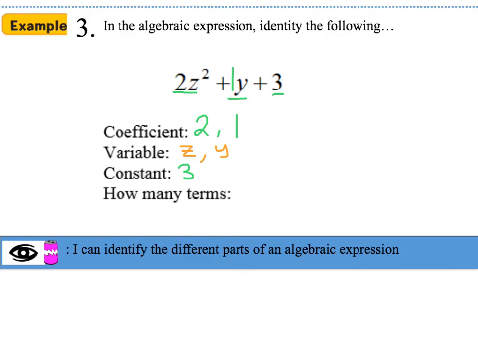So let's go ahead and take a look at our terms. We've got one term here, separated by a plus sign. We have another term right here, separated by another plus sign, we've got another term. So we've got three terms here. So let's write three terms.